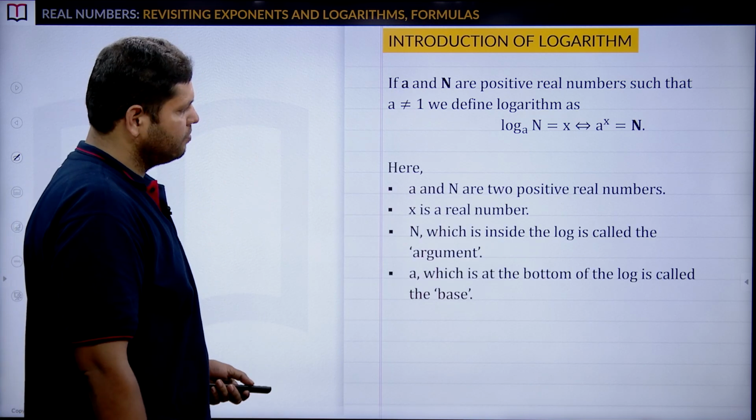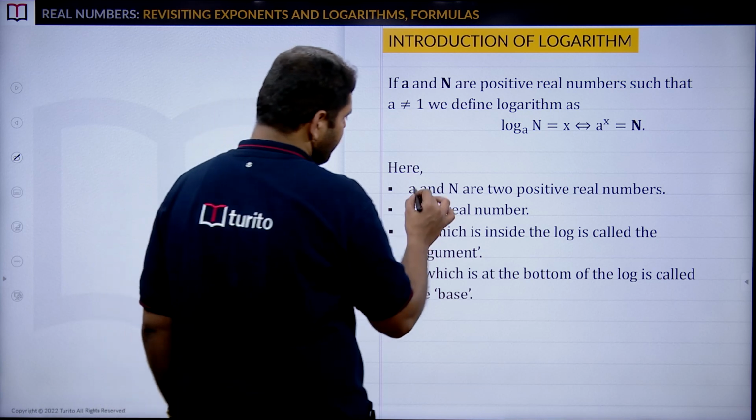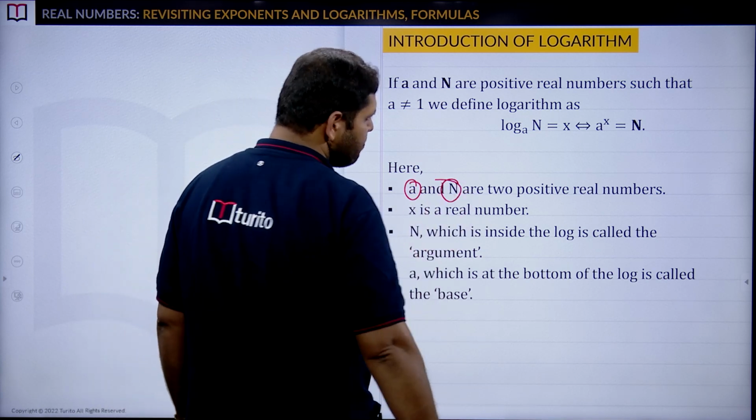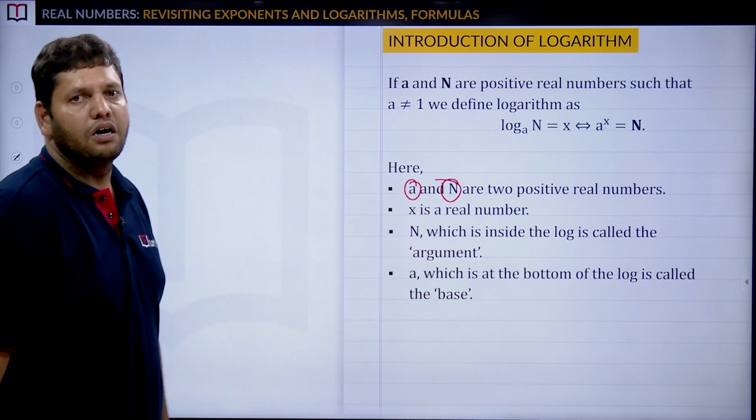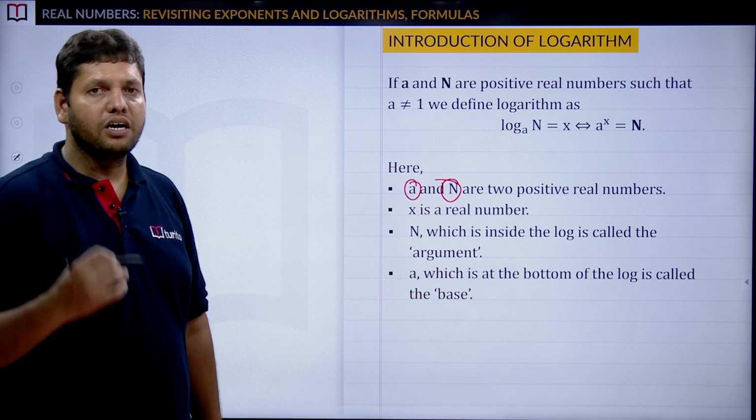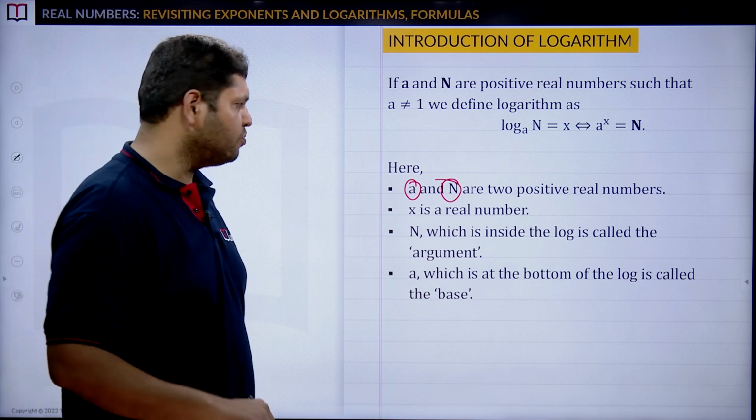Okay. And I told children, here a and n are both positive real numbers. We cannot take something real negative, children. We always take a positive real number. Okay, that is the first condition.